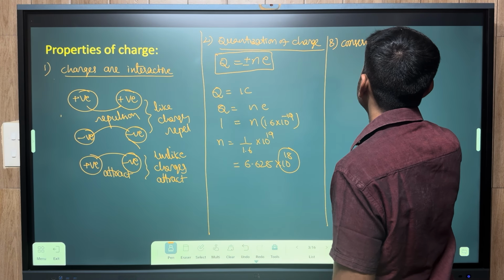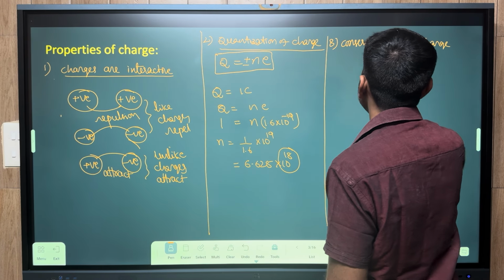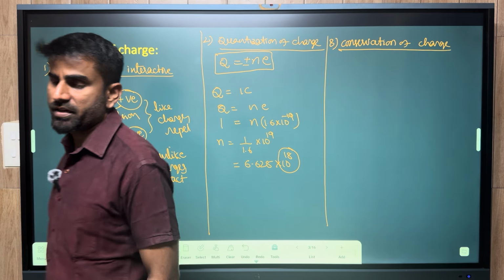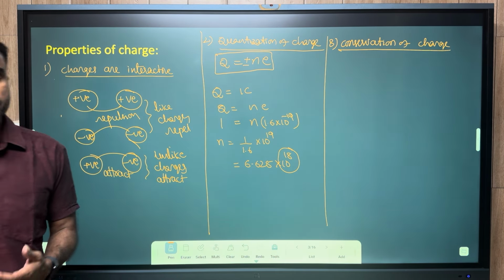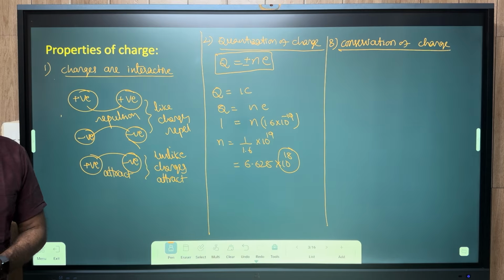Conservation of charge. Like energy and mass, charge also is conserved for an isolated system.